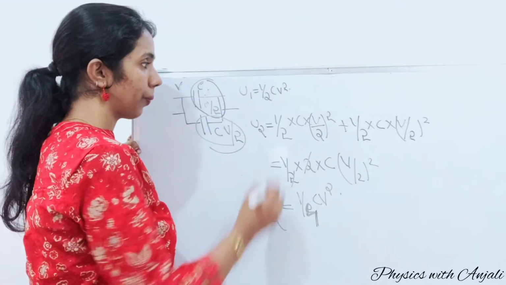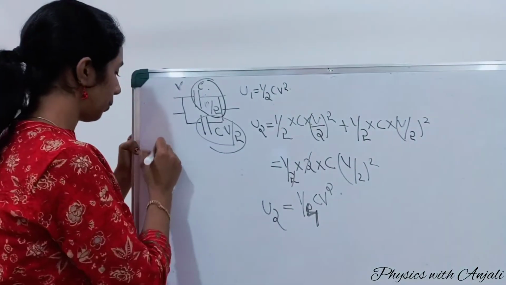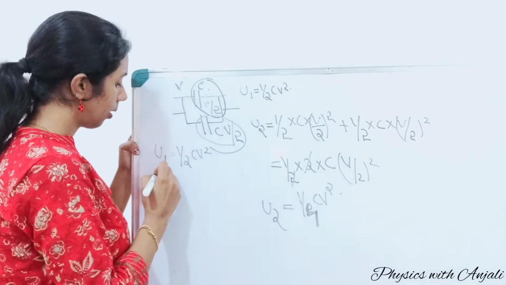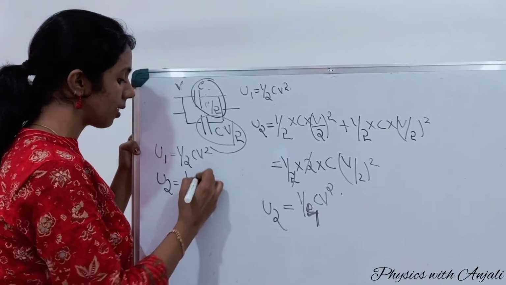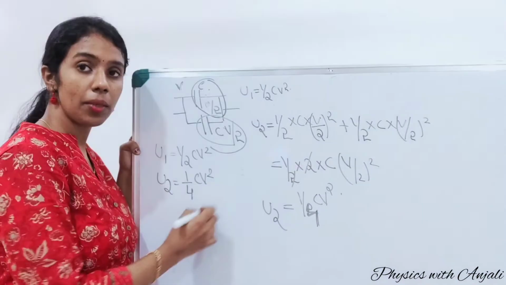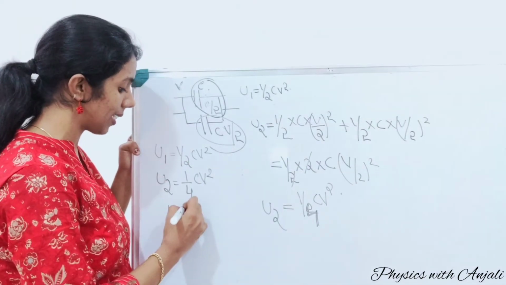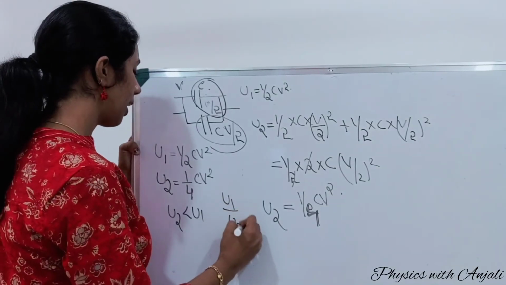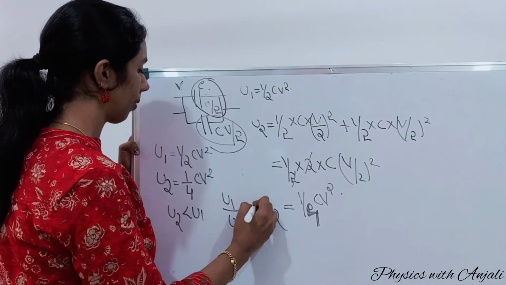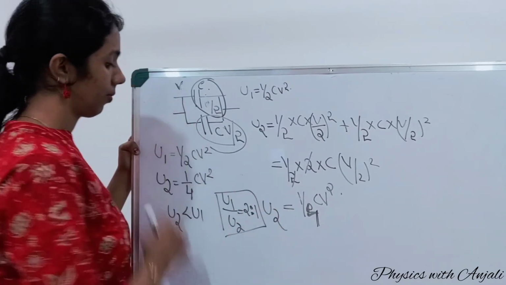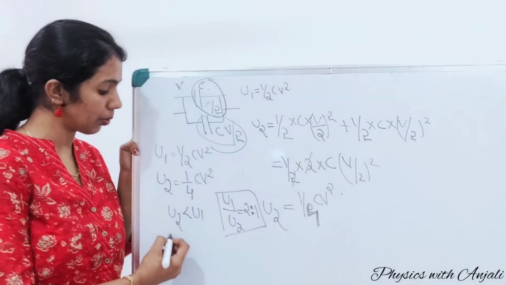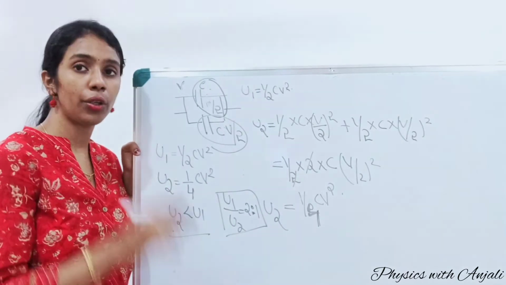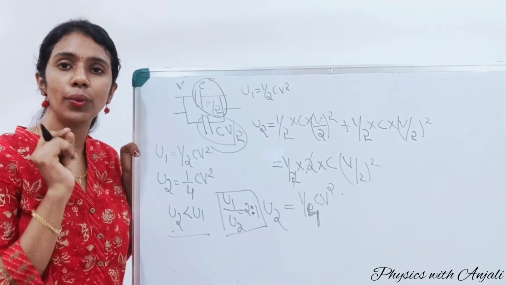So we got U2. Comparing U1 and U2, U1 is equal to half CV square, U2 is equal to 1 by 4 CV square. From this, it is clear that U2 is less than U1. The ratio U1 by U2 is nothing but 2:1. So thus we prove that U2 is less than U1. U2 is 1 by 2 times U1, or U1 is to U2 is nothing but 2:1.